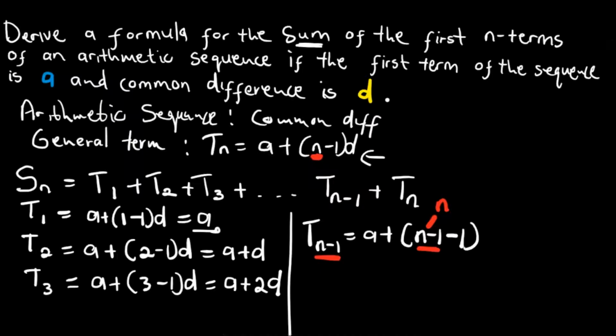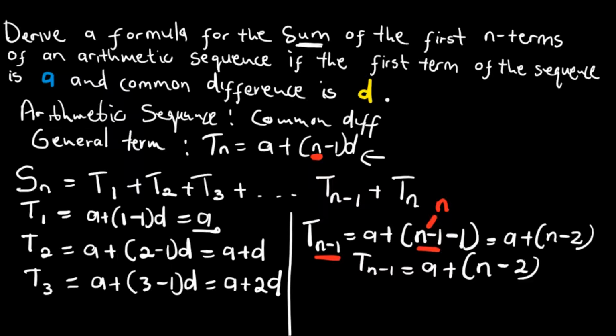So now we add the minus 1, giving n minus 2. So T of n minus 1 is equal to a plus (n minus 2) multiplied by d, and then T subscript n is equal to a plus (n minus 1) multiplied by d. Even here it's multiplied by d. Don't forget that.